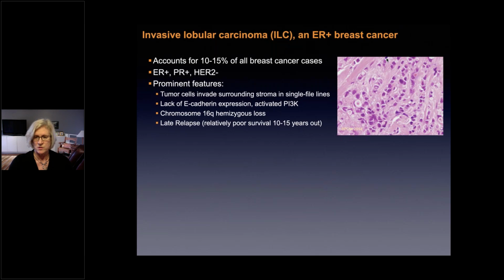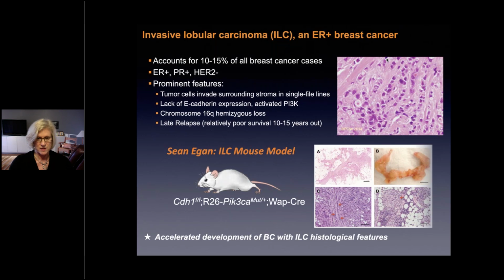And although women who develop ILC initially respond well to standard therapy, they suffer late relapses. So there is a need for new therapies for this disease. So as I said, Sean is a very accomplished mouse geneticist, and his lab created a mouse model of ILC by engineering mice that have floxed E-cadherin together with an inducibly activated form of PI3 kinase, and both those mutations are induced under the control of WAP-CRE, which is a breast epithelium-specific CRE that is turned on with lactation.